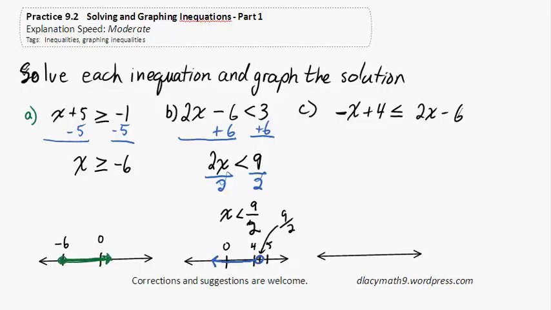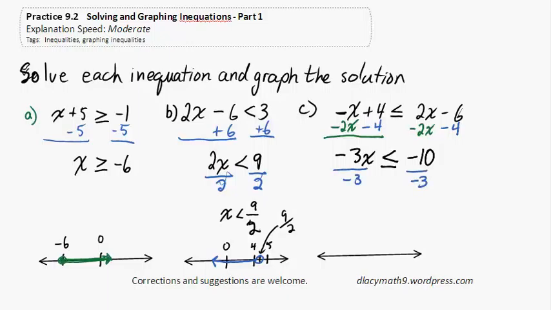Well, in the last one, what we have is a situation where I think I should subtract 4 from both sides. And also, what I should do is subtract 2x from both sides. And what that will leave us with is, now, -1x minus 2x is -3x on the left, is less than or equal to -10.